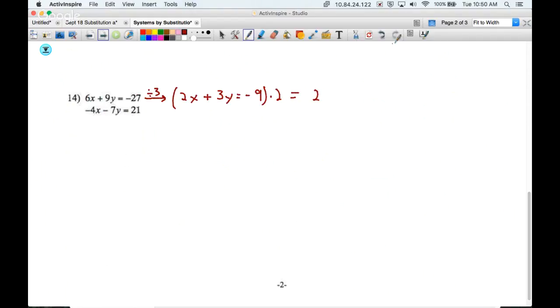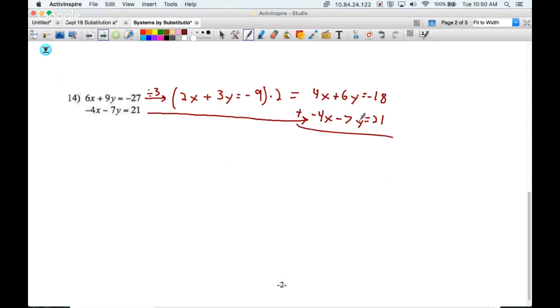So now I've got 4x plus 6y equals negative 18. Copy down that one here, the bottom equation, negative 4x minus 7y equals 21. Add them together. These cancel out. These become a negative y. These become a positive 3. Divide both sides by negative 1. Y equals negative 3.